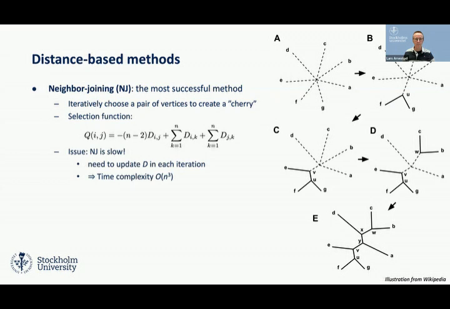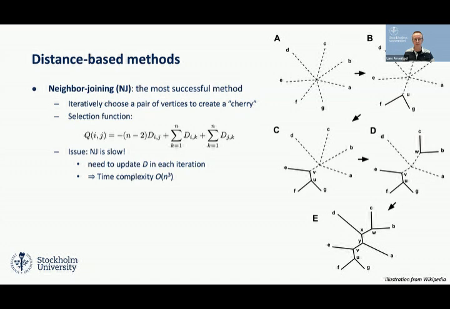And the main issue with neighbor joining is that it's slow. Since you have to update your distance matrix fully in each iteration, you get cubic time complexity. And that's definitely prohibitive and has been prohibitive for a long time. But when the data sets grow, it just becomes infeasible to work with.